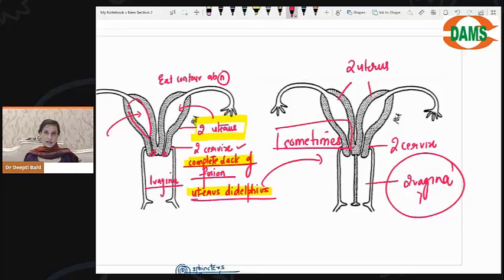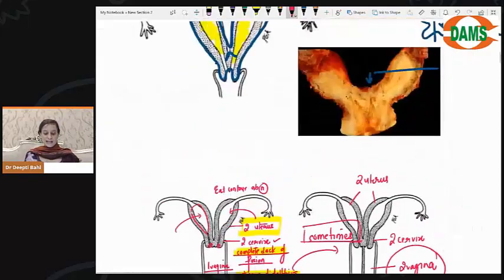In bicornuate bicollis, somewhere below there will definitely be fusion. Here there are two separate uteri. All right, don't go with bicornuate bicollis ever. You don't have to answer that. Why? Let's look at this now.